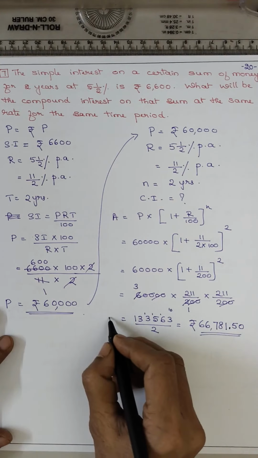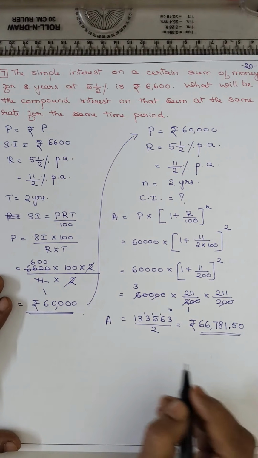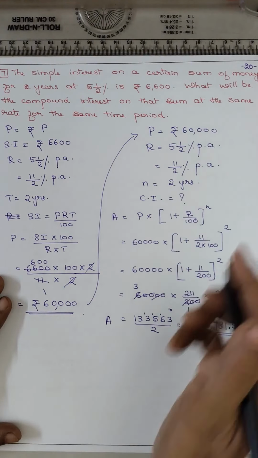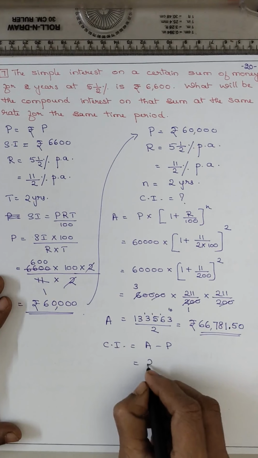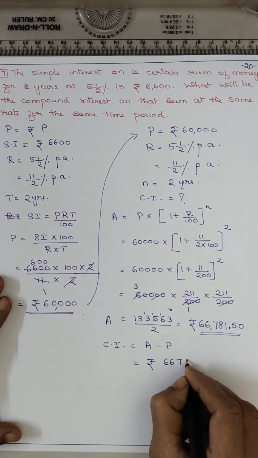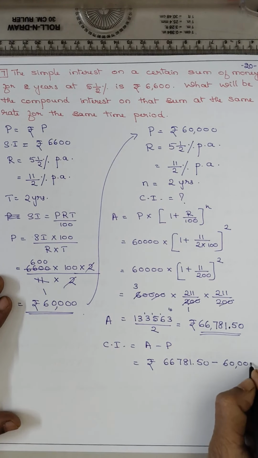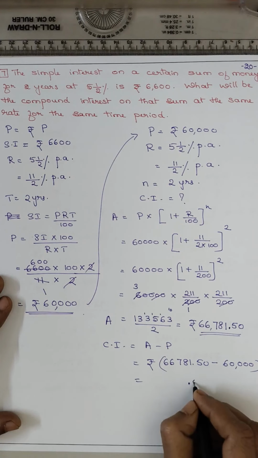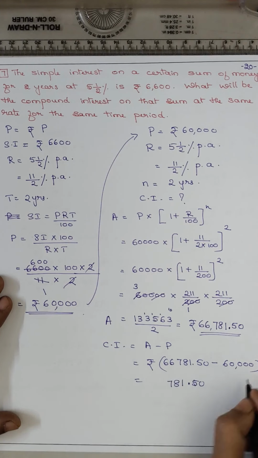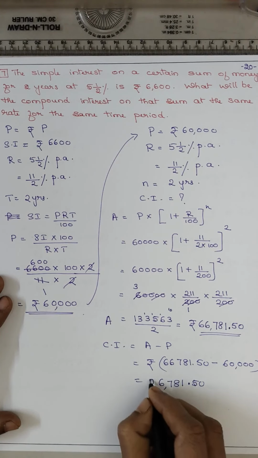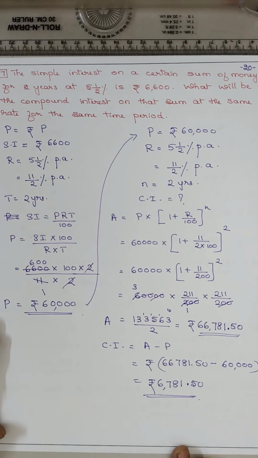So you got A is equal to 66,781.50. Now they have asked the CI. A minus P, 66,781.50 minus 60,000. 0.50, 187, 187 and 6. So you got 6,781.50 is the CI.